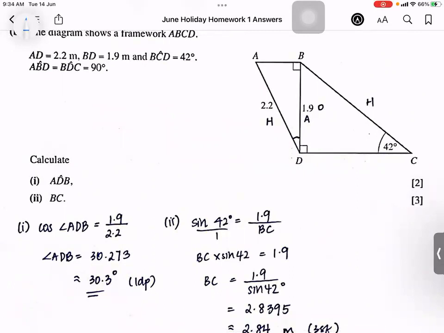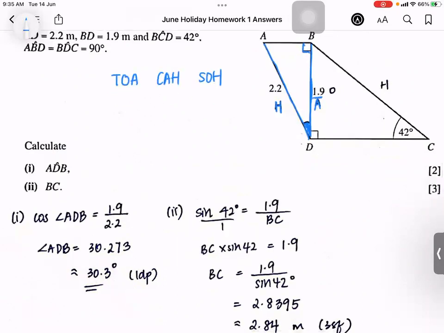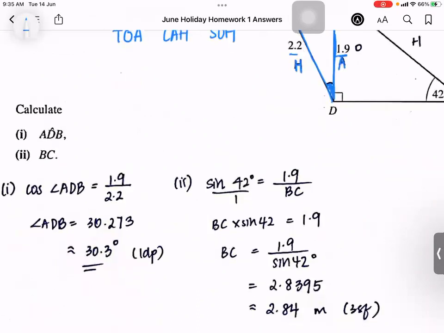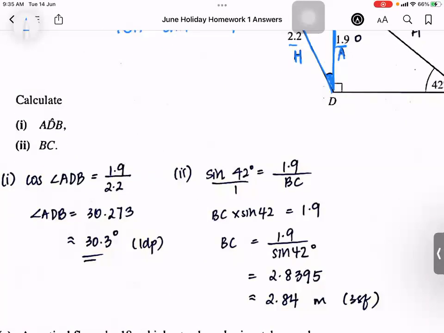Okay, to find angle ADB. ADB is over here. I have this side, which is 1.9, and this one over here, which is 2.2. This is 90 degrees, therefore this is my hypotenuse. This side touches my angle, so it will be the adjacent. So that will be cosine. Cosine of angle is adjacent over hypotenuse, which is 1.9 over 2.2. Then you get our answer.